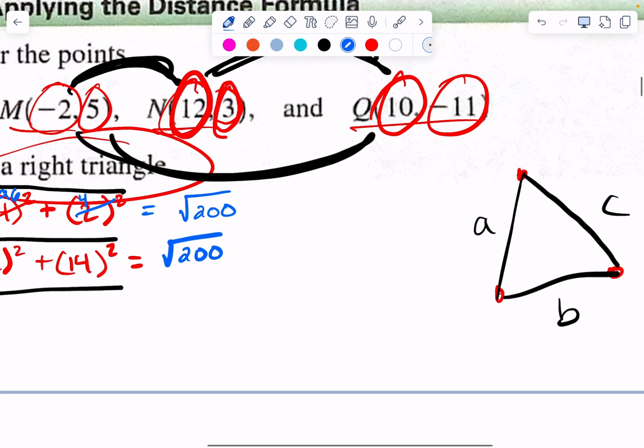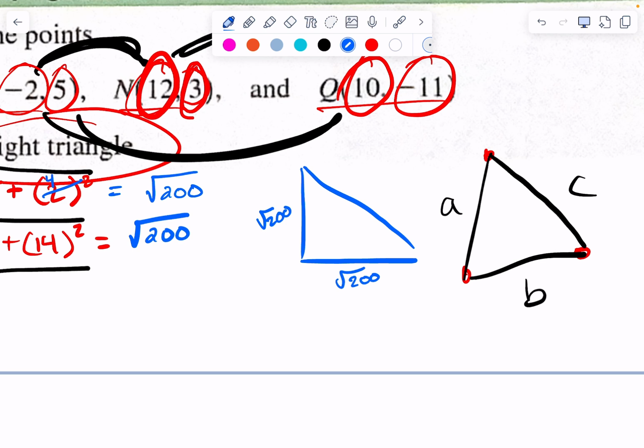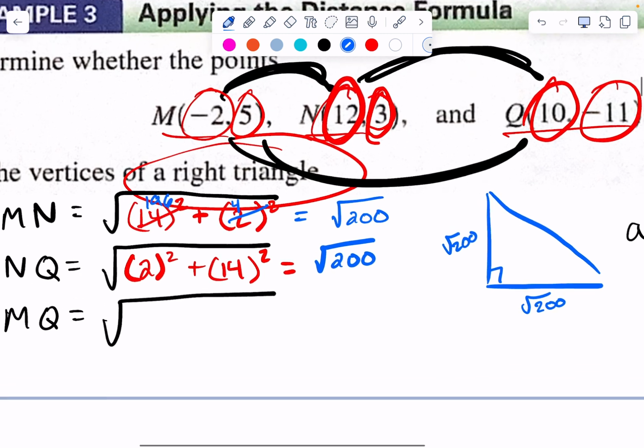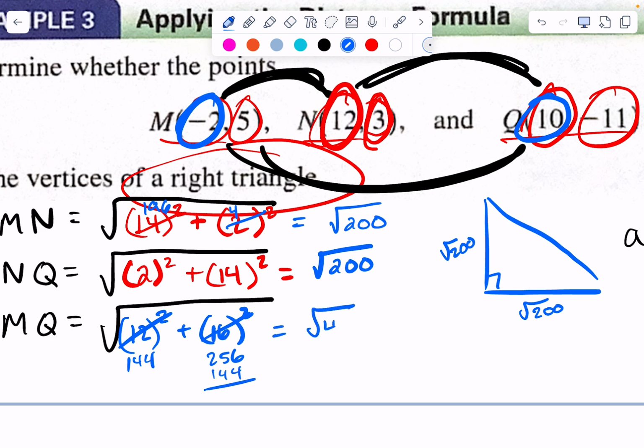We know it's at least isosceles, so I'm guessing that if this ends up being a right triangle, this will be the square root of 200, and this will be the square root of 200. And then our hypotenuse will probably be different, right? So maybe. All right, MQ. For the first one to the last one, negative 2 to 10 is 12, squared, plus from 5 to negative 11 is 16. So this is 144, and this is 256. And if I add those together, 400. Is it 400? Yeah. Perfect.